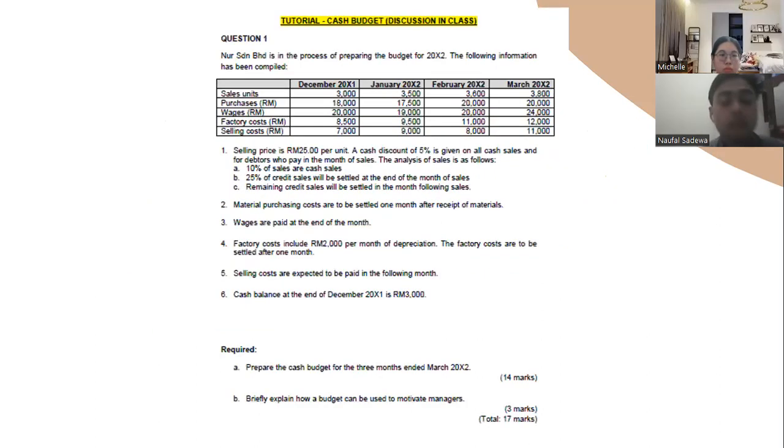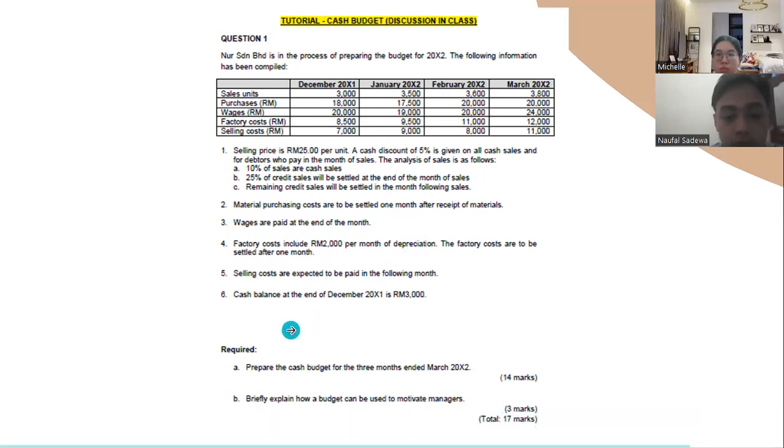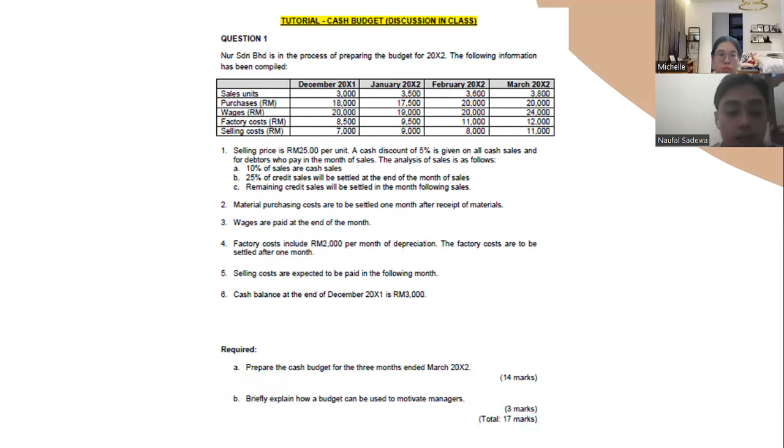So we will have a question here, tutorial cash budget for these things, ST and PhD. In the process of preparing the budget for 20X2, the following information has been compiled. Here you can see and you can read it. What we have to do about this question is prepare the cash budget for the 3 months ended March 20X2, and then briefly explain how a budget can be used to motivate managers.